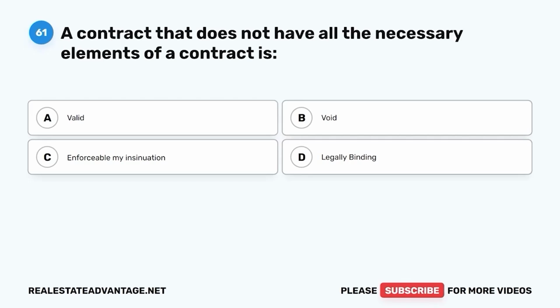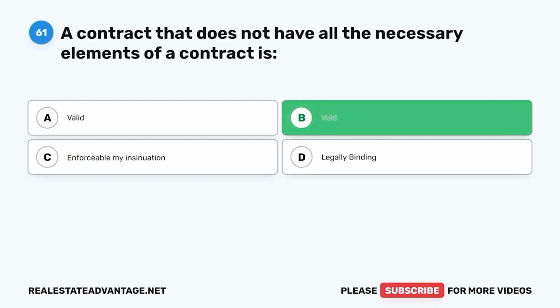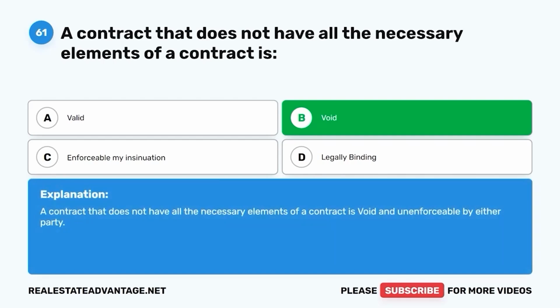Question 61. A contract that does not have all the necessary elements of a contract is A, valid, B, void, C, enforceable by insinuation, D, legally binding. The correct answer is B, void. A contract that does not have all the necessary elements of a contract is void and unenforceable by either party.